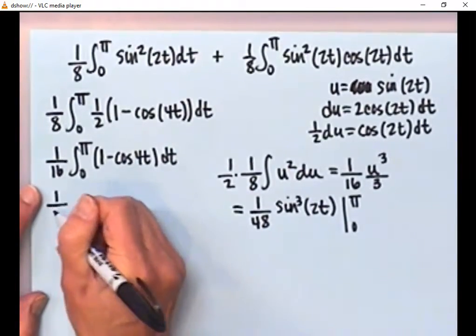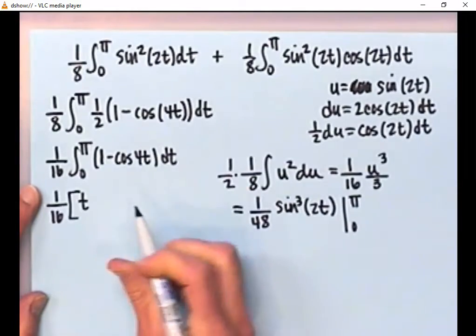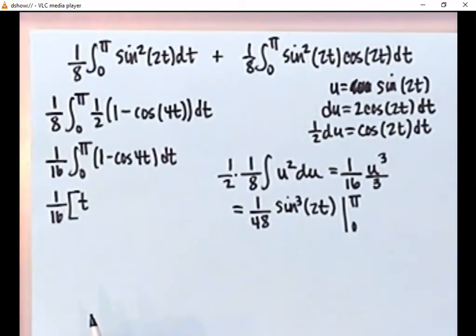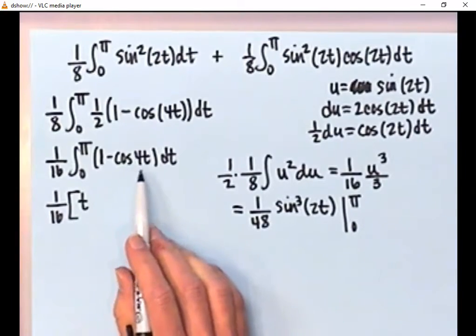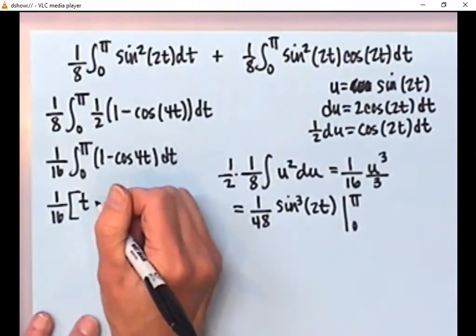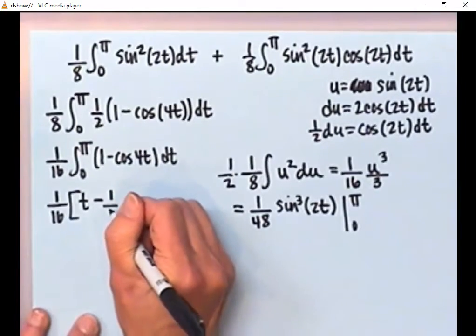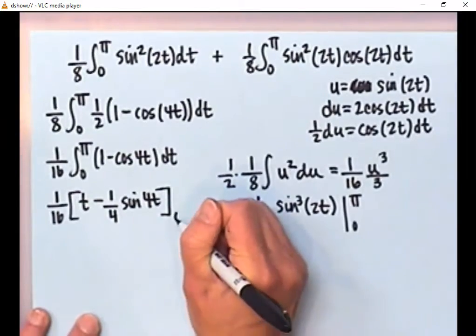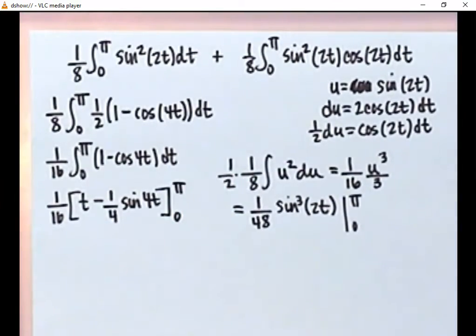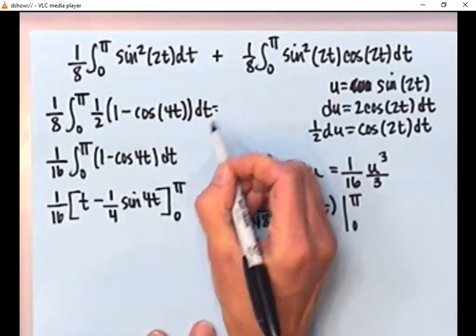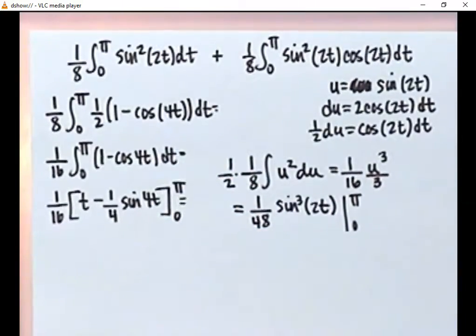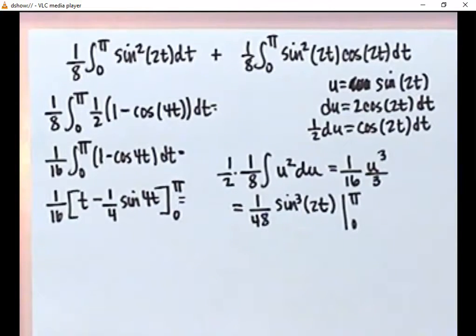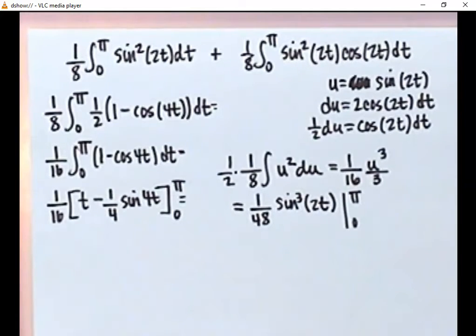So I'll have 1/16, looks like that integrates to a t. What does the cosine integrate to? Sine, right? And I'll have to divide it by 4. So 1/4 sine of 4t. And then from 0 to pi. Okay, so that's really kind of your pieces to it. And then if you want to just plug in both limits, kind of simplify. I'm hoping things become 0 a lot, but we'll see here.